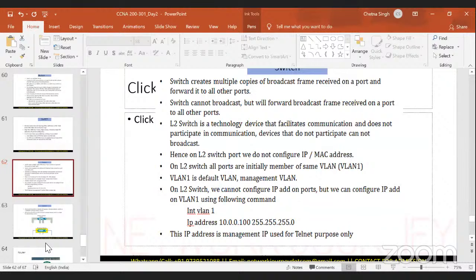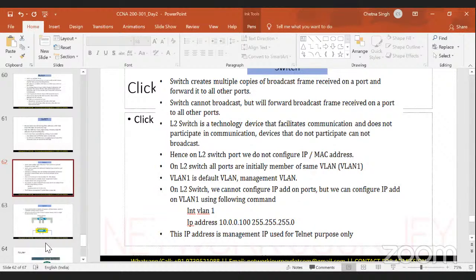For that we need an IP, because you cannot do it randomly, you need an IP. That IP is only configured under the VLAN. It is not configured on any of the interfaces. It is only configured under the VLAN for management purposes only.